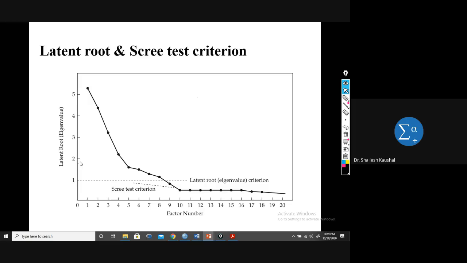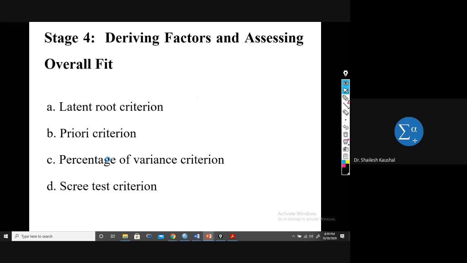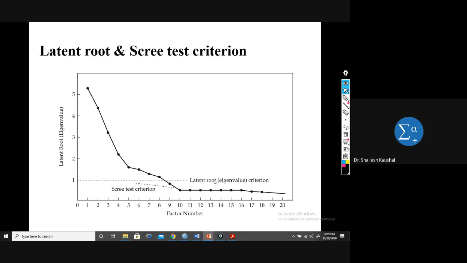Sometimes you can change it if you are getting a large number of factors, like 9 and 10, and the earlier theory was explained by 5 or 6. Then you can increase this value, which means you can put the cutoff value as 2, or you just give supporting documents that earlier research explained this concept with just 5 or 6 components. This is the scree plot. It is known as scree plot.